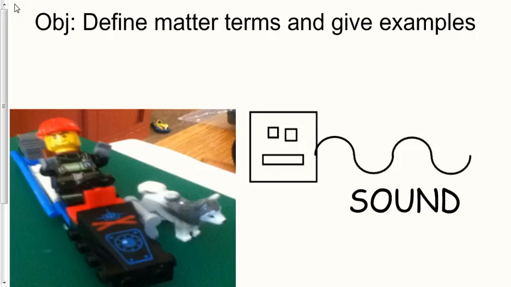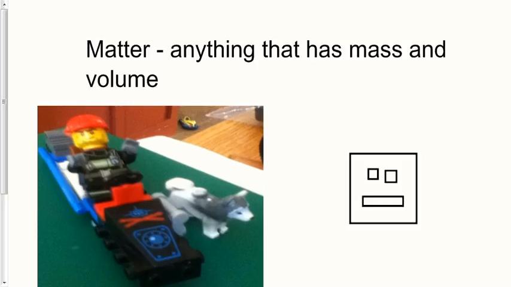Well, the purpose of this video is for you to be able to define matter terms and give examples of them. The first thing is matter, and matter is basically anything that has a mass and a volume. And in this case, the Lego brick, the wolf, basically anything in the picture has mass and a volume, and here Dr. Square does as well. Or any living thing has mass and volume.